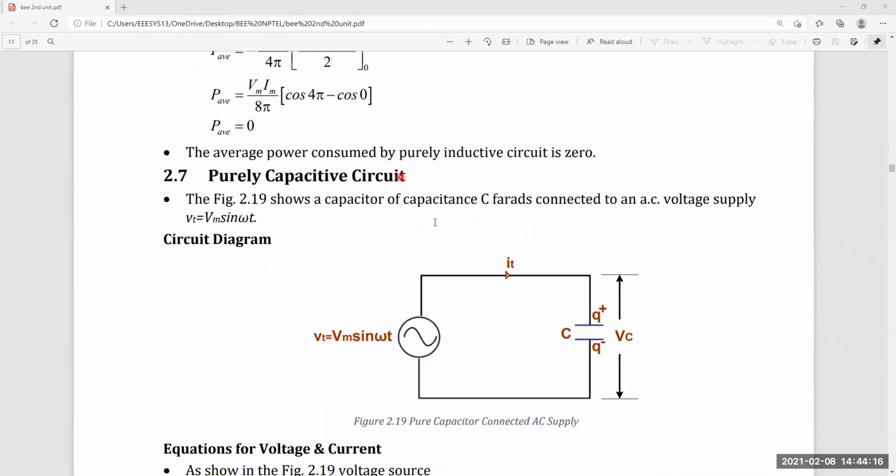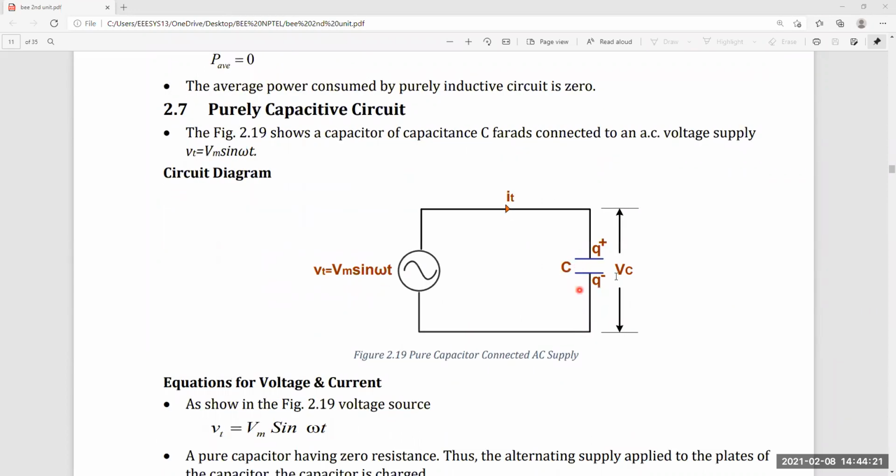Then the purely capacitive circuit. A capacitor stores energy in the form of an electrostatic field, you know well. An inductor stores energy in the form of an electromagnetic field, which means the inductor is related to current. Inductor is a current property, capacitor is a voltage property. Understood?